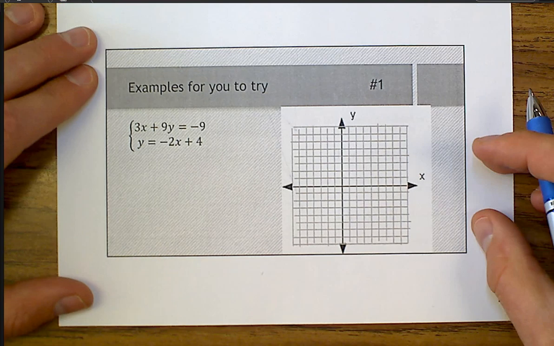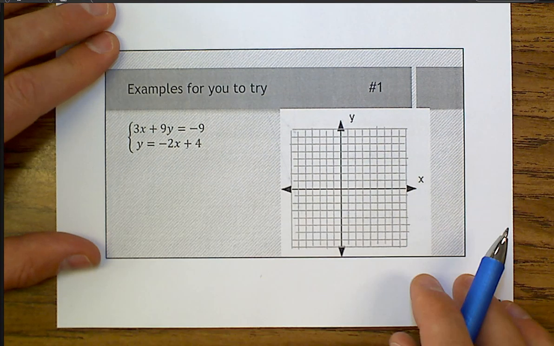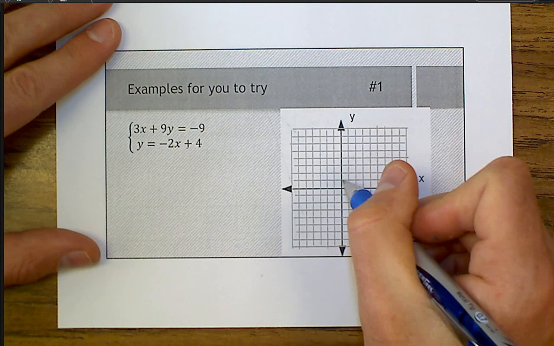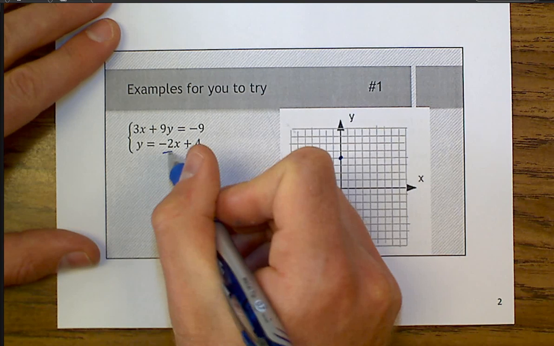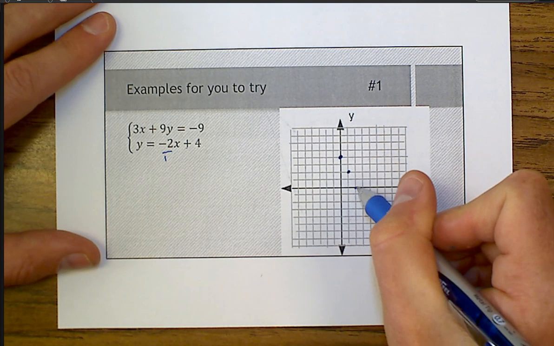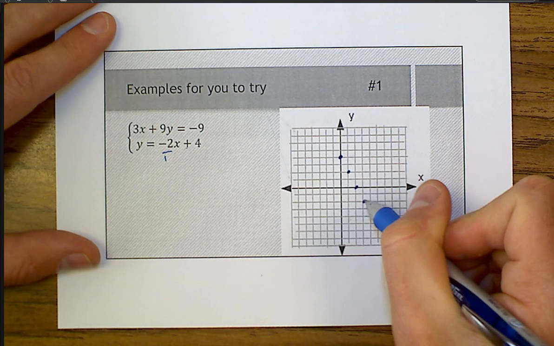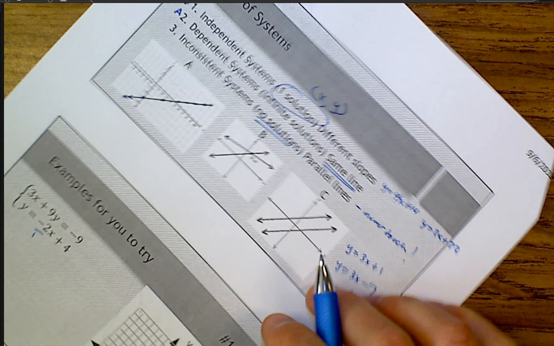So let's take a look at some examples for us to try. So I'm going to graph the second one first since it's already in y equals mx plus b. So I'm going to go up 4, 1, 2, 3, 4. And then I'm going to go down 2. Right? There's your slope, down 2 over 1. So down 2 and over 1, down 2 and over 1, and you could repeat that all the way through. If you want to take your straight edge, you can do that.